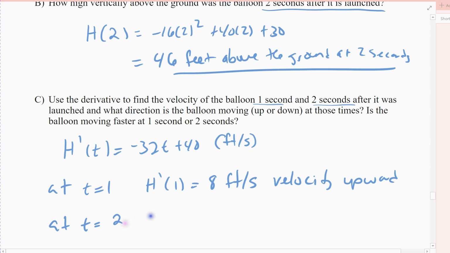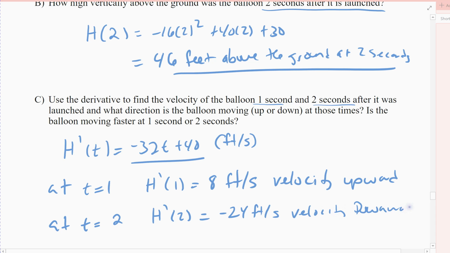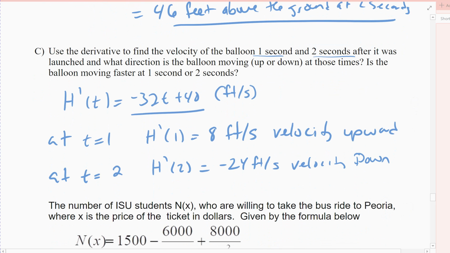Alright, after 2 seconds, again I'm plugging into my derivative. I get a negative this time, right? Negative 24 feet per second is the velocity, and now it's moving downwards, because it's a negative. The positive and negative is the direction, and the number is the speed. So after 2 seconds, the pull of gravity has made the balloon turn around and come down, and it's coming down a lot faster at 2 seconds. It's reached a velocity of 24 feet per second.